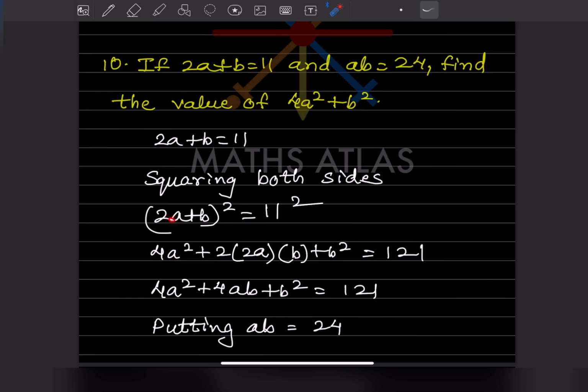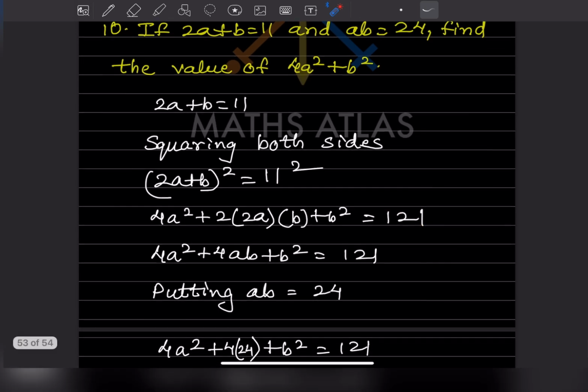Here a is 2a and b is b itself. So here 2ab means first you will write 2, and a means you are going to write 2a, and this is b, so 2ab, and this will be plus b square, because we have a square plus 2ab plus b square. This is your b itself, so you will write b square, and 11 square means 11 into 11, that is going to be 121.